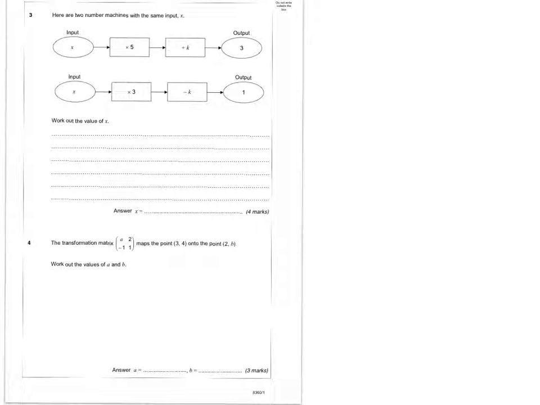Question 3. Here are two number machines with the same input x. Work out the value of x. So we've got 5x plus k equals 3, and 3x minus k equals 1. Two equations, two unknowns, solve simultaneously.